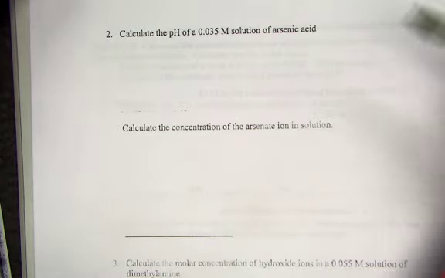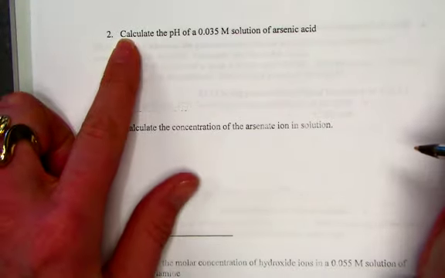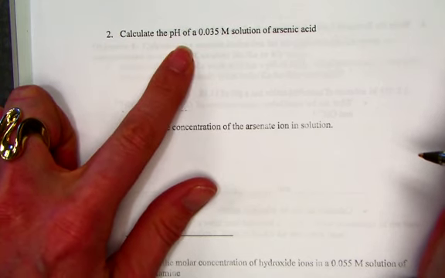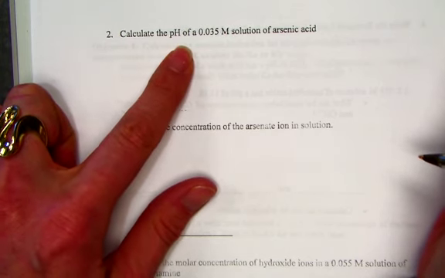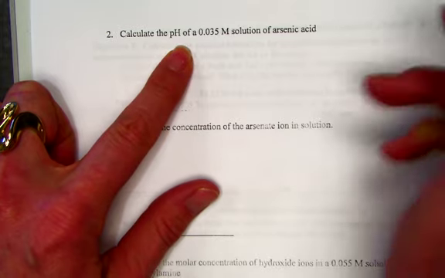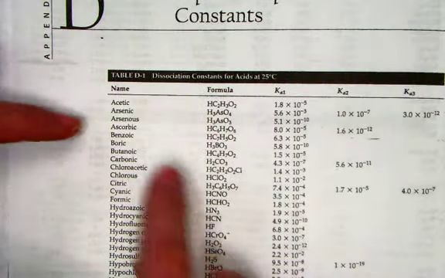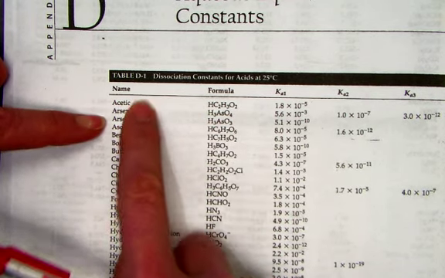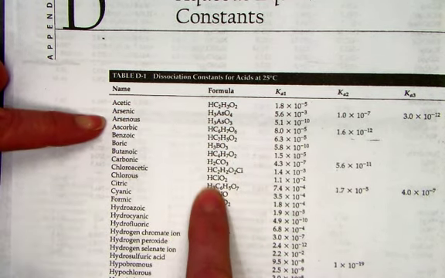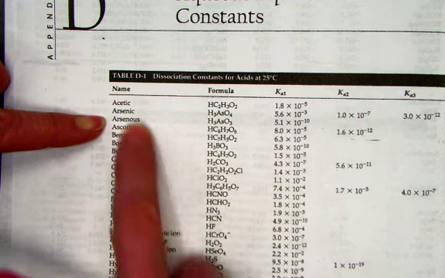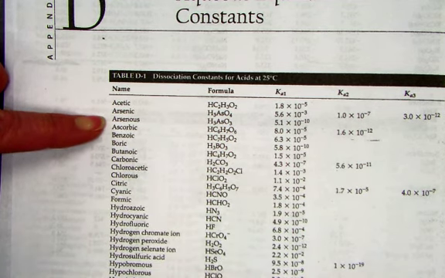Our question, working with a polyprotic acid, asks us to calculate the pH of a 0.035 molar solution of arsenic acid. Arsenic acid is an acid that's found in our Appendix D. Even if I were unaware of the formula, I have an ability to find the formula using all of the Appendix D. Notice that the acids are just listed alphabetically.